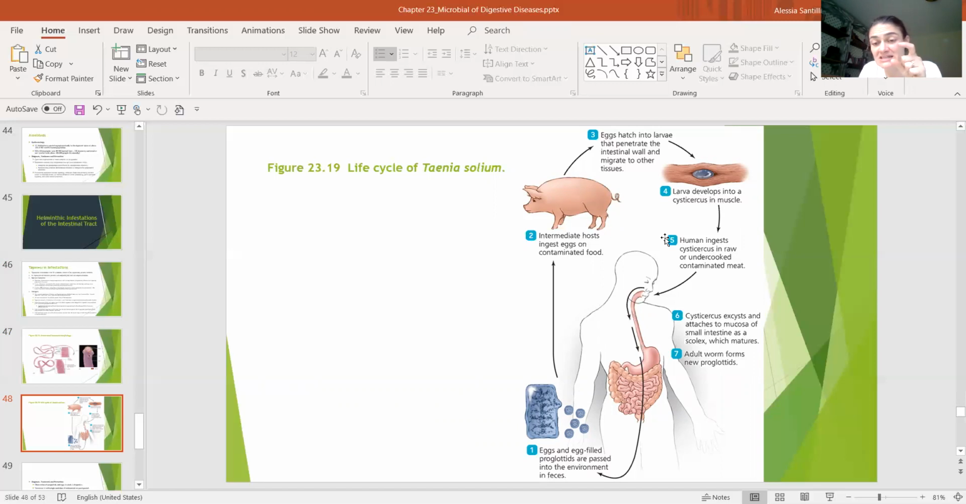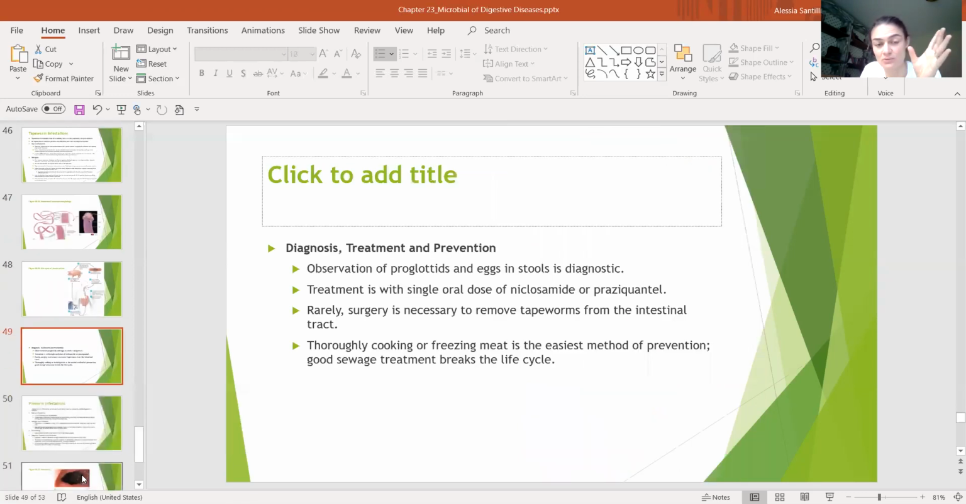This cyst is then eaten by the human. It gets protected in the stomach, because of that protective covering, and then in the small intestine it excysts. It comes out of the cysticercus, and that's when it becomes a worm. So we can either get an encysted tapeworm, or we can even eat the eggs by chance, but that's a lot rarer.